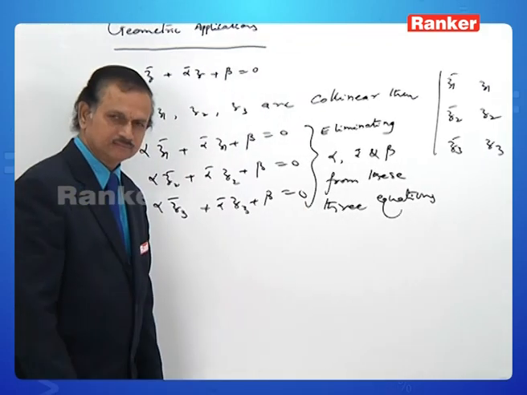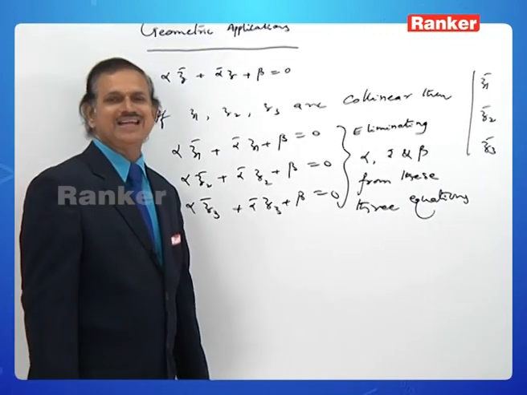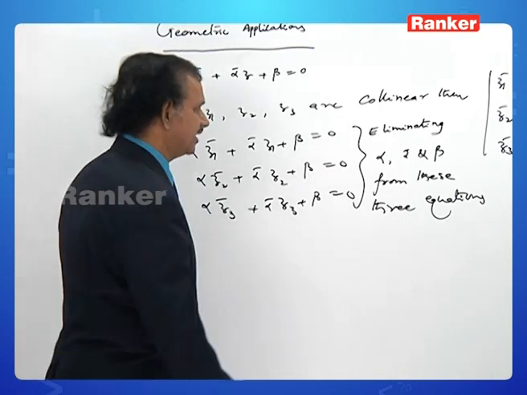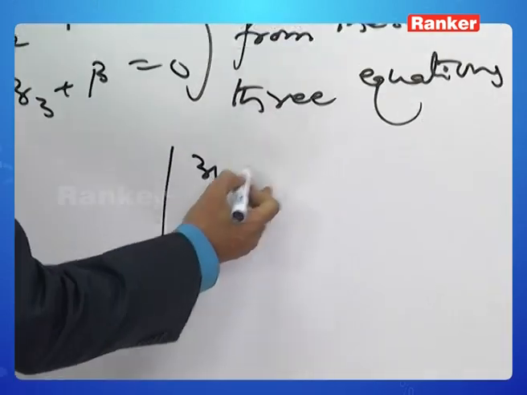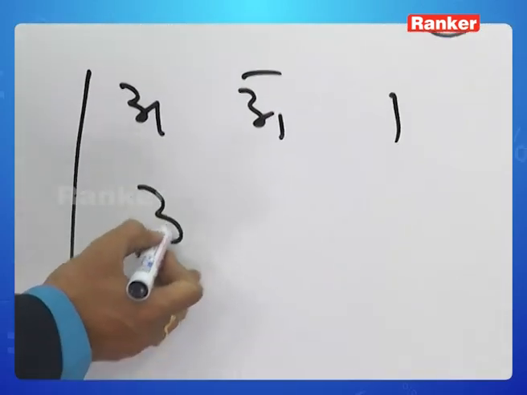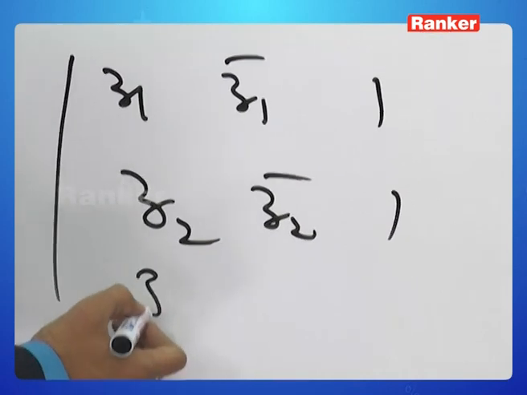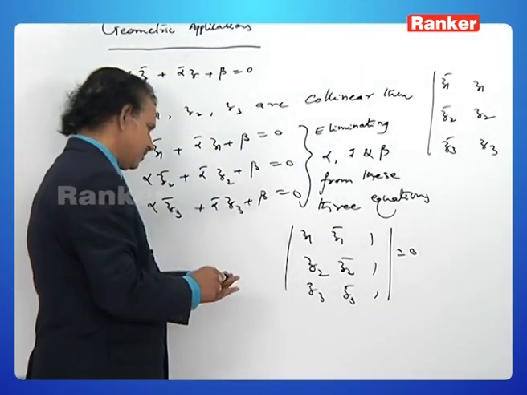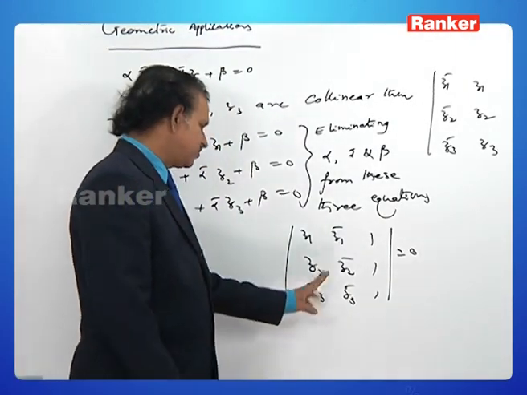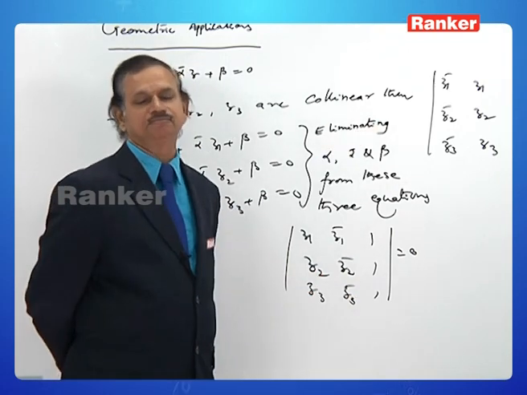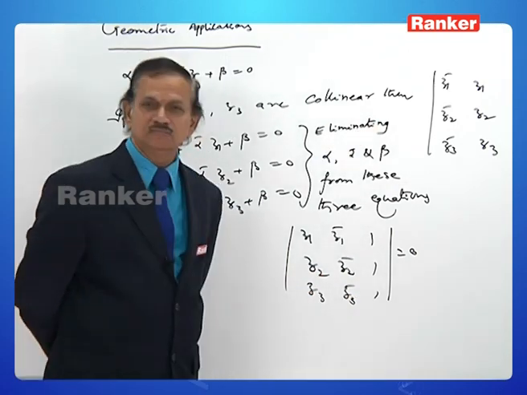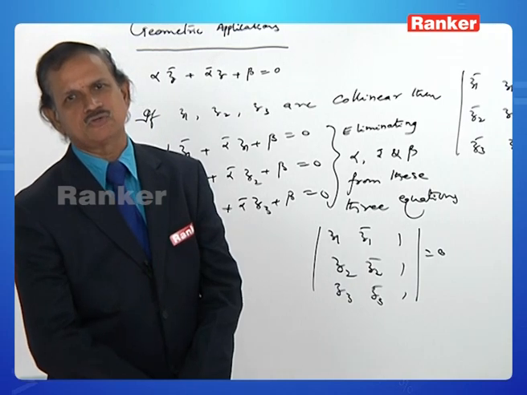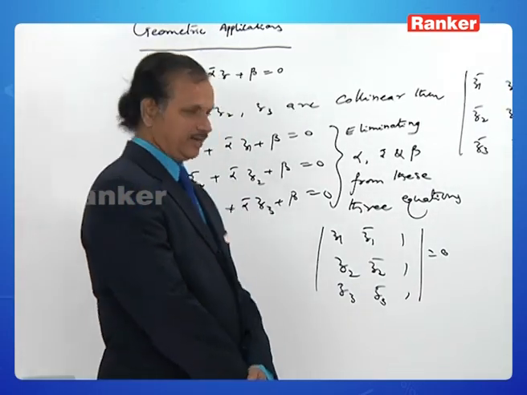It's very simple. That is the condition of collinearity. And some students like to use that condition like this also, as Z1, Z1 bar, 1; Z2, Z2 bar, 1; Z3, Z3 bar, 1 is equal to 0, which is going to give us the same answer. It is just a transference of the first column and second column. No change in it. It is also 0. That is the condition for the collinearity of 3 points, Z1, Z2 and Z3.